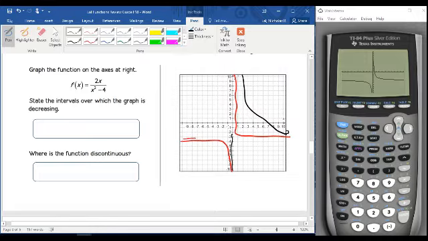Okay? So all the intervals where the graph is decreasing. So I'm going to say from negative infinity to 0 union 0 to infinity. Those are all intervals just with 0 not being inclusive. Where is the function discontinuous? When x is equal to 0, because that's the one point where there's no continuity, where the function's approaching negative infinity from the left and infinity from the right.